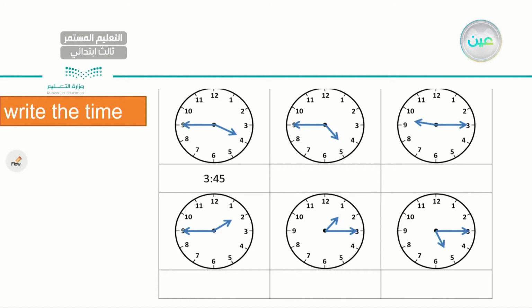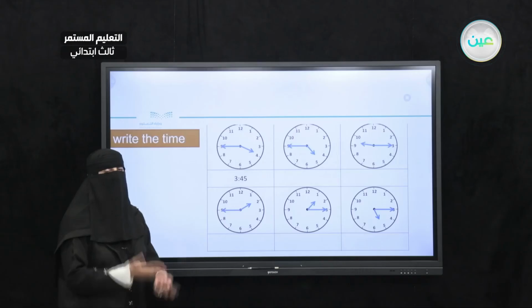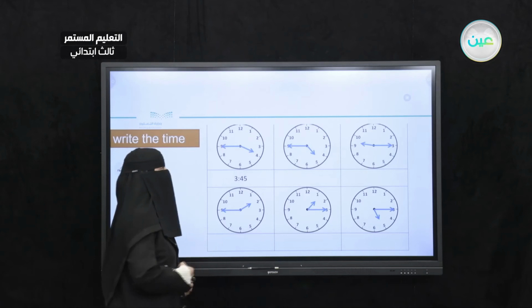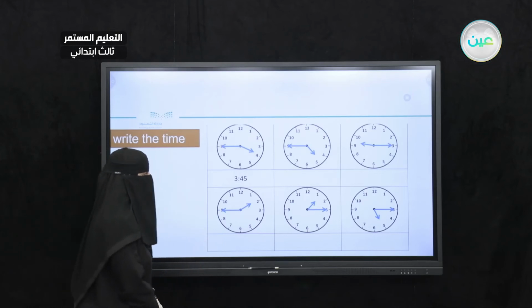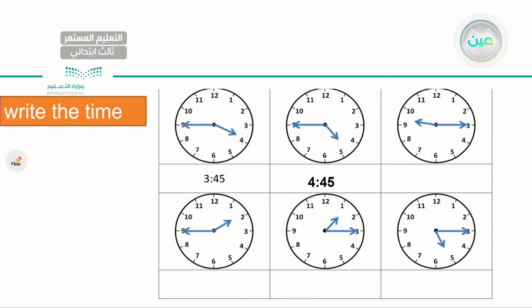Now, I need you to give me the time. Okay? So I gave you the first one as an example. What time is it? It's 3:45 or quarter to 4. How about the next one? What time is it? We might say it's 4:45 or it's quarter to 5.